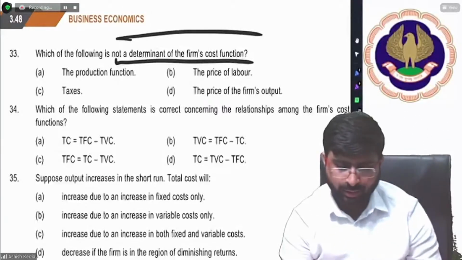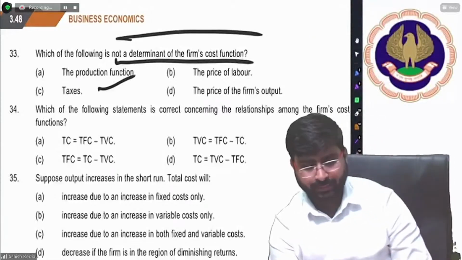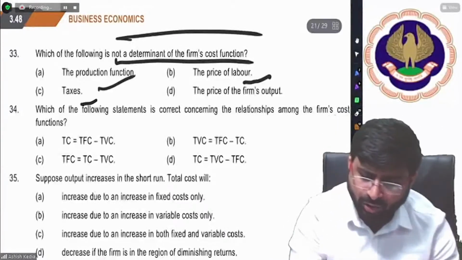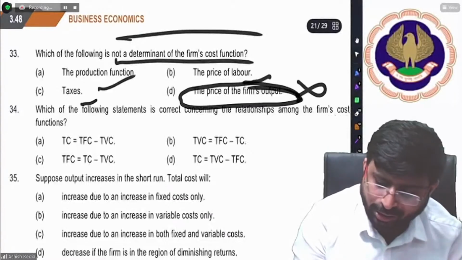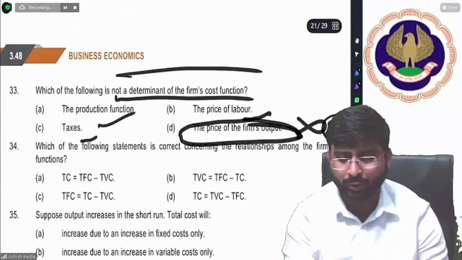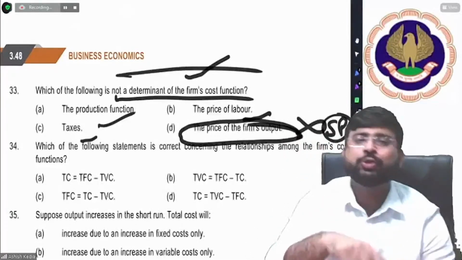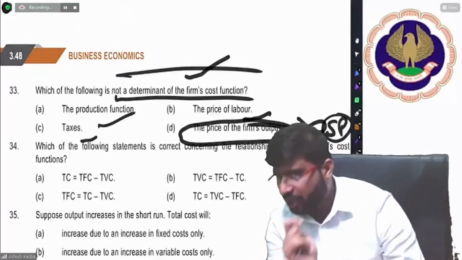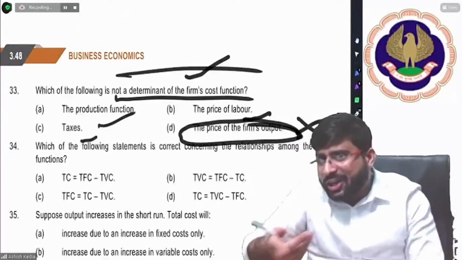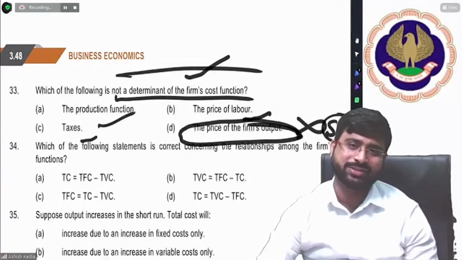Let's see here. Production function, firm's cost function, okay. Price of labor, taxes, okay. Price of firm's output, yes. Because price of firm's output is like the selling price. So cost and selling price have nothing to do with one another. To calculate cost, you calculate raw material, you calculate the number of units produced, you consider the wages given to laborers, you consider the interest paid. To calculate cost, you don't use the selling price. And hence 33 part D would be our answer.